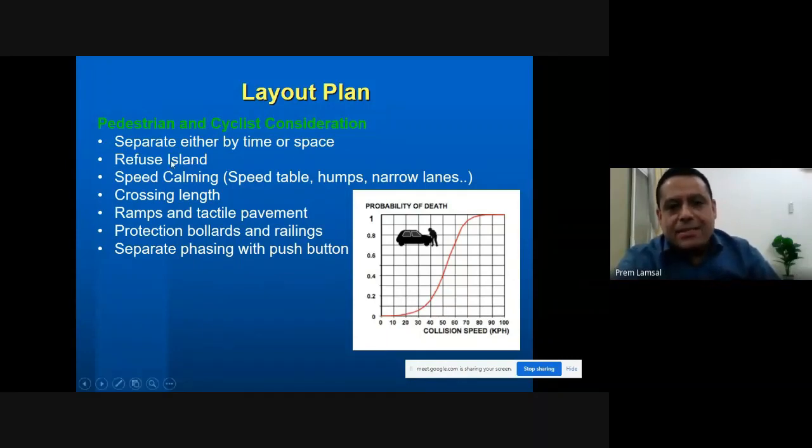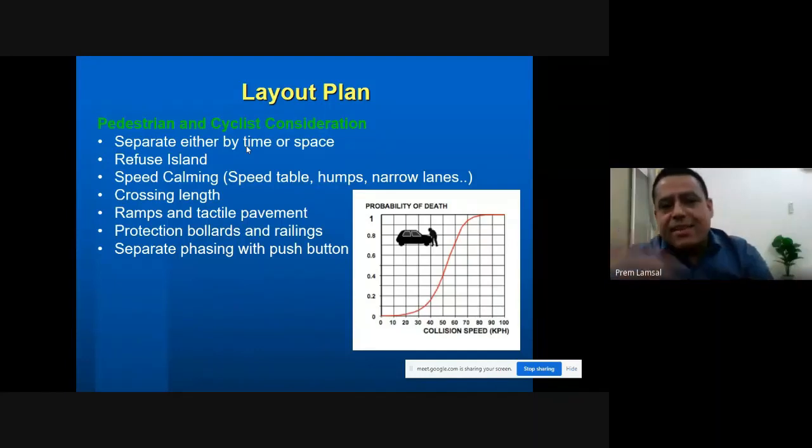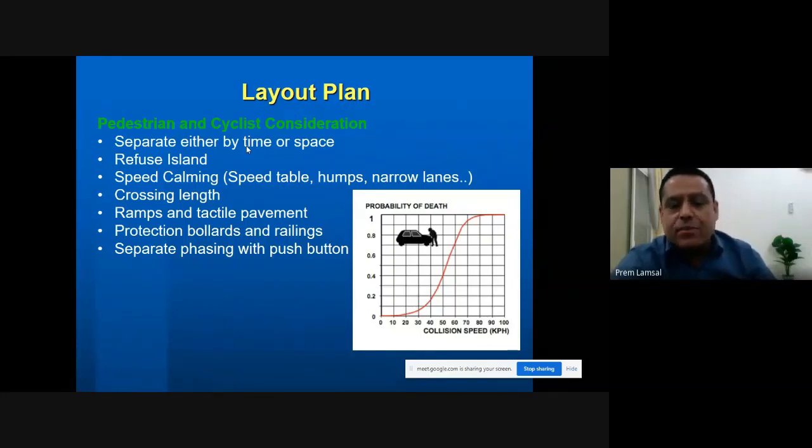The second criterion: by time means we normally provide a separate phase for the pedestrian with a push button. Pedestrians can come, push the button, and wait for the pedestrian signal to turn green, and when it is green they can cross. Or it can be merged with the main signal. For example, if this approach is red for the vehicles, pedestrians can cross there. So it can be combined with the main traffic signal.